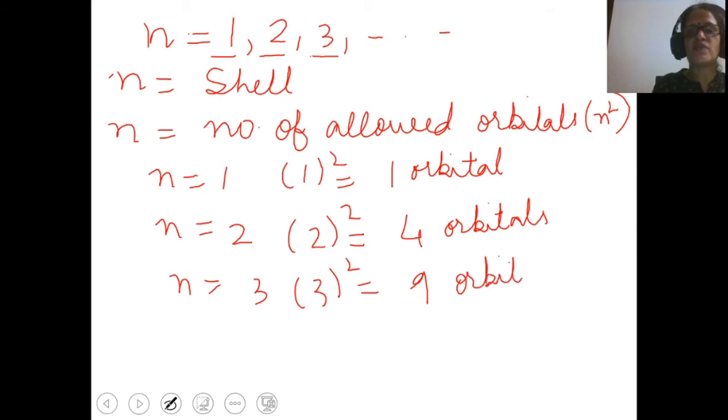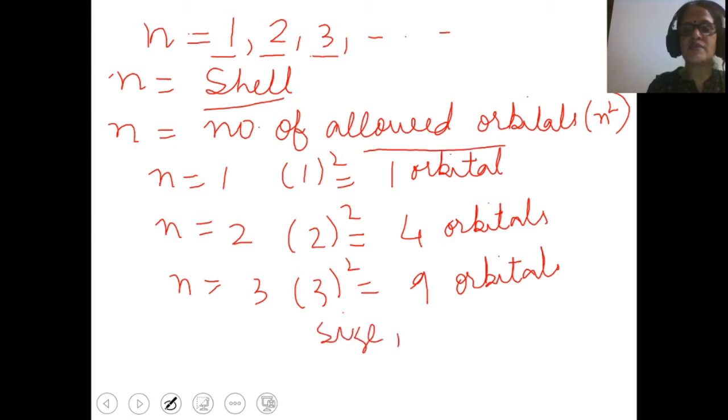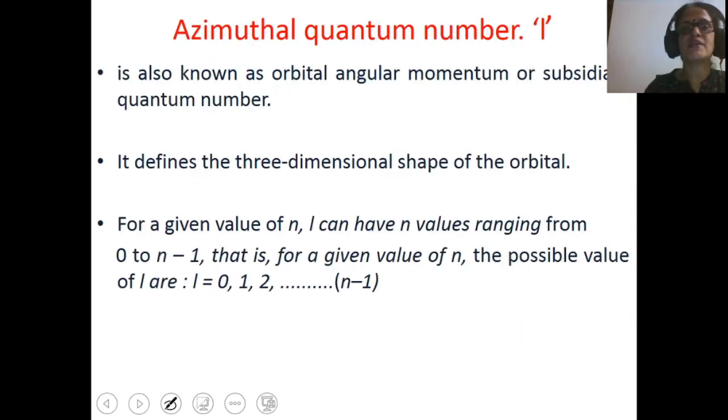So this is the information which we got from the principal quantum number about the number of shells, about the number of allowed orbitals, and it represents the size also. It represents the energy of the orbital also. So all this information we are getting from the principal quantum number, which we have discussed in detail. Now, the second quantum number is the azimuthal quantum number, which is represented by the symbol l. So children, this azimuthal quantum number is also known as the orbital angular momentum quantum number or subsidiary quantum number.